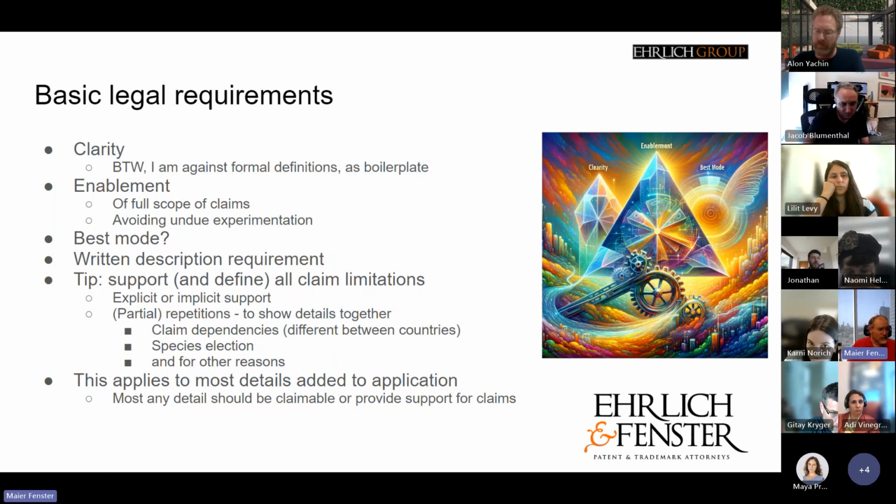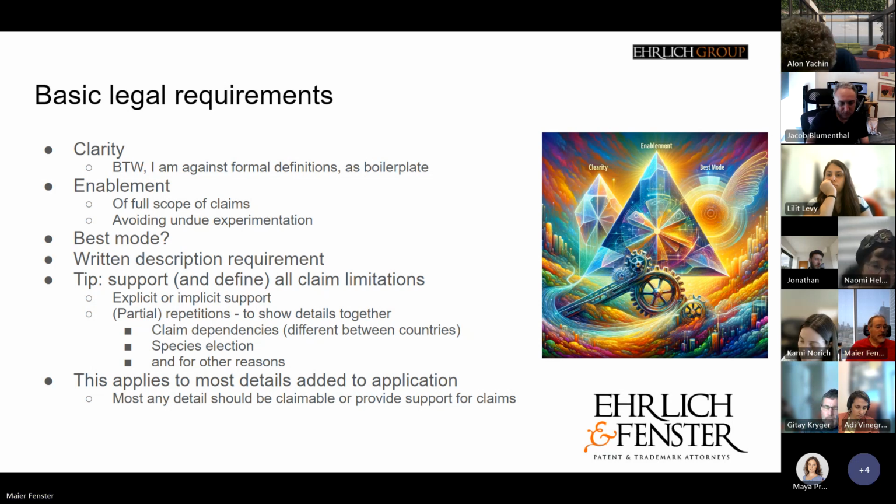Written description requirement. Okay, the written description requirement is separate from the enablement requirement. If you want to claim something, it has to be described. Those of you who do biology, you can have a lot of details hidden in that written description requirement. I mentioned enablement of the full scope of the claims. That means that a good way of doing it is make sure that you support and define all of the claim limitations that you have.